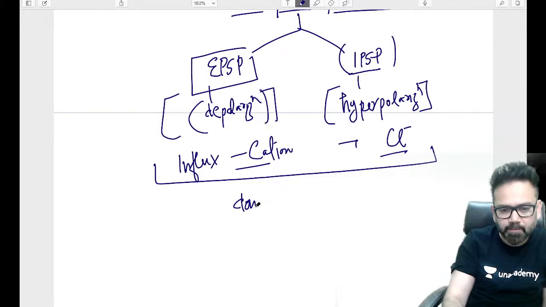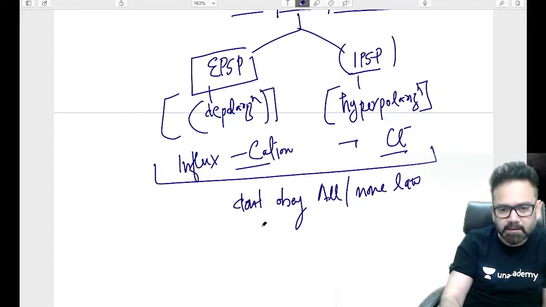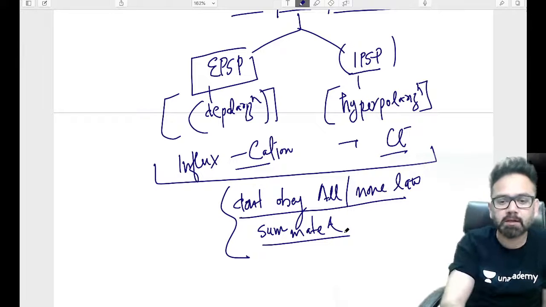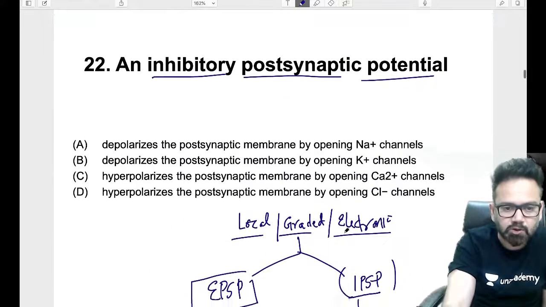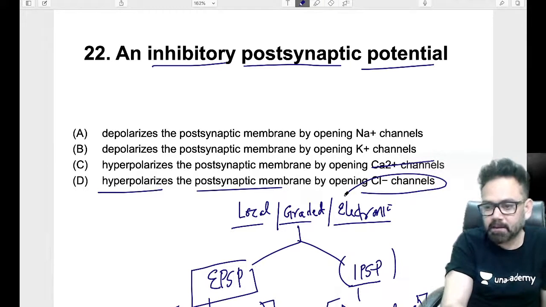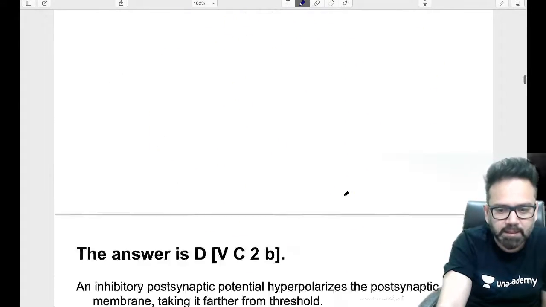don't obey the all or none law, and they can be summated also. So these are very important points to remember. On the other hand, action potential obeys the all or none law, and it cannot be summated. Inhibitory potentials hyperpolarize the postsynaptic membrane, not by opening of calcium but by opening of chloride. When the anion goes in, it will cause hyperpolarization.